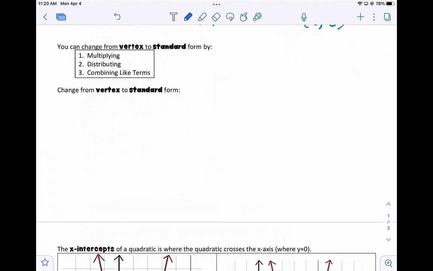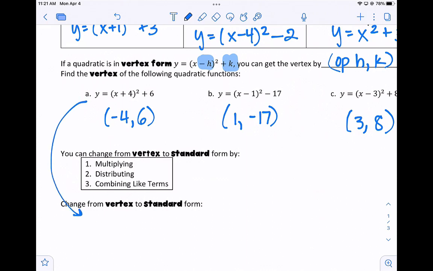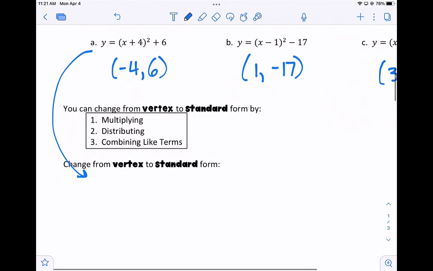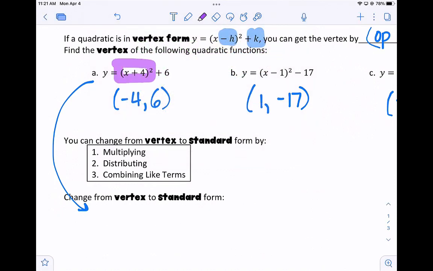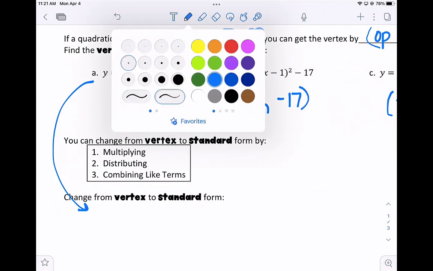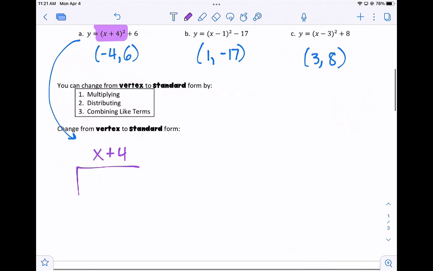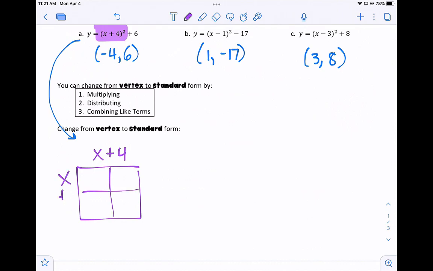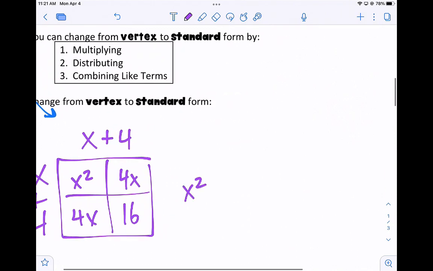It says change from vertex to standard form, and it looks like I didn't write anything down, so we'll just do these examples right here. Let's change this from vertex to standard form. The first step is we are going to do the (x plus 4) squared. So (x plus 4) times (x plus 4), since it's squared, we multiply it by itself. On the inside, we get x squared, 4x, 4x, and 16. We'll combine like terms and get 8x plus 16.